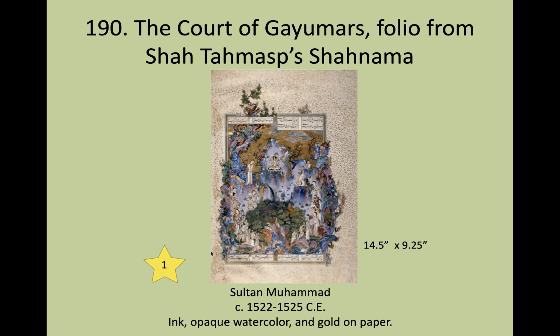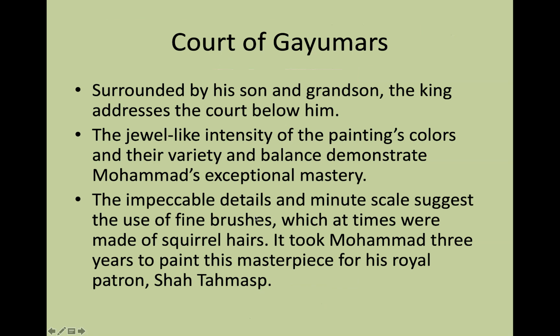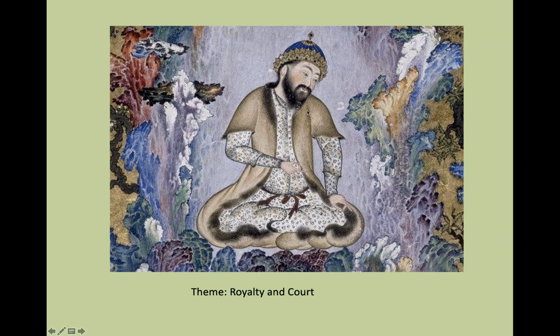Okay, and what's interesting is we see on his right, so his right is his grandson, and on his left is his son. And we see that the whole court is there. Okay, so I'm gonna scroll and show you, this is Gayumars. And here you see him in this beautiful, finely detailed background with this beautiful purple color. We see the importance of royalty. He has his crown on. We see the importance of the court. We'll look at that in a minute.